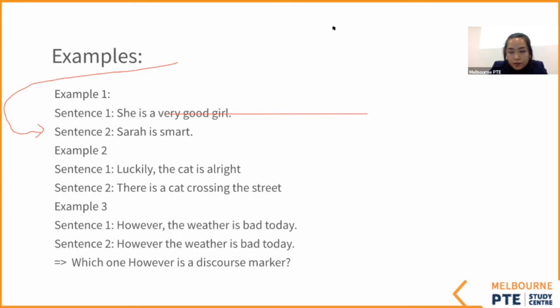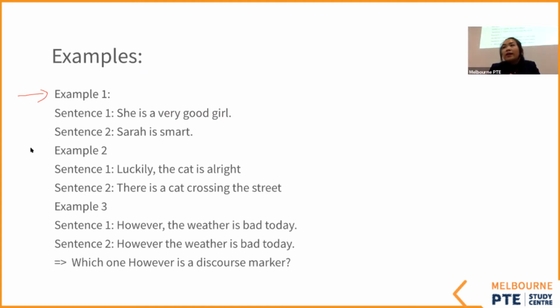So for example, can you have a look at example number 1? You have two sentences, sentence 1 and sentence 2. Now, which one is the first sentence? Sarah is smart. Sarah is smart. Why? Why is sentence 2 the first sentence? Because the subject, first it makes sense, right? Second, what happened?